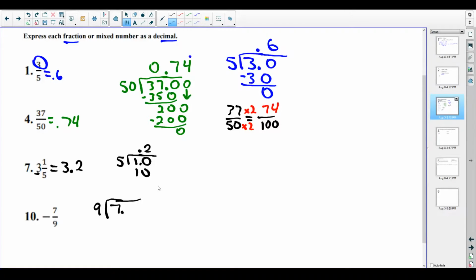And we'll ignore the negative for now. We'll come back to that. So 9 goes into 70 7 times. This is 63. And then we get 7 again. 9 goes into 70 7 times. This is 63. And then we keep adding zeros.